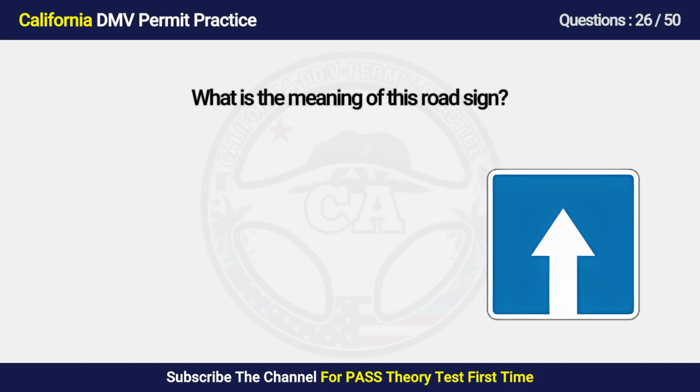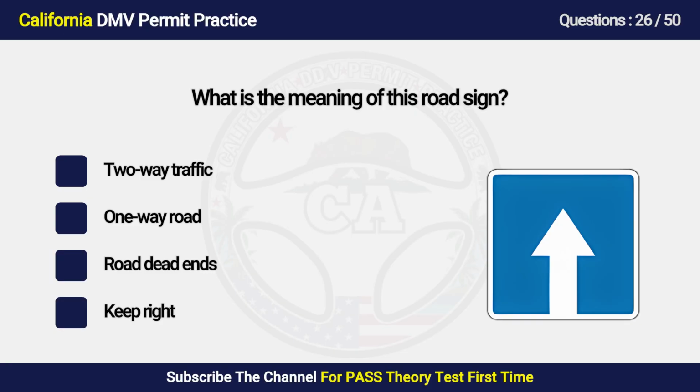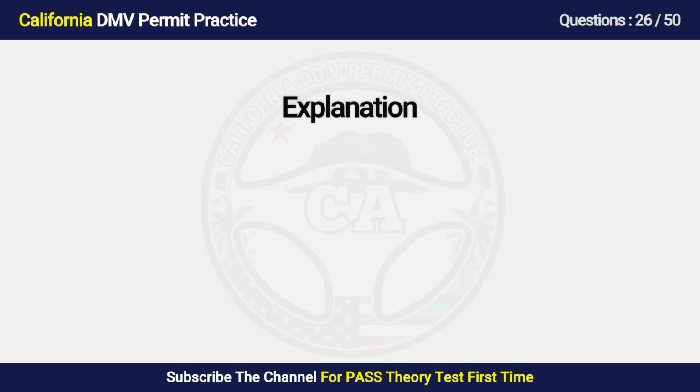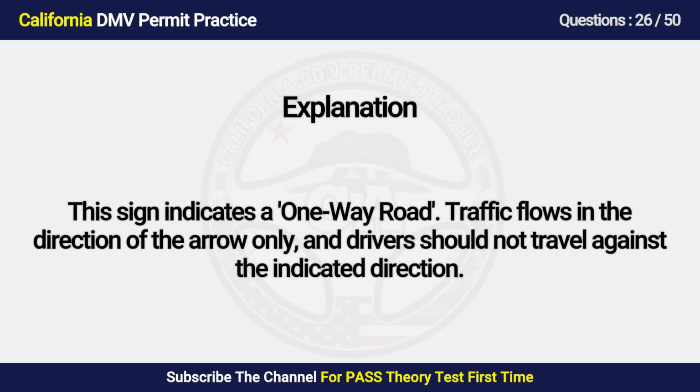Question 26. What is the meaning of this road sign? A, two-way traffic. B, one-way road. C, road dead ends. D, keep right. Answer is B, one-way road. This sign indicates a one-way road. Traffic flows in the direction of the arrow only, and drivers should not travel against the direction.